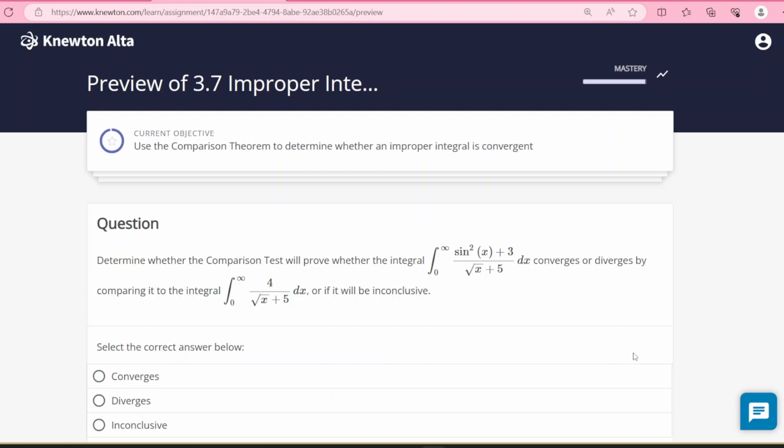All right, well, this one is actually very similar to one we just saw, a few examples ago, with sine squared plus 3. Sine is always less than or equal to 1. So this function here is always going to be less than or equal to 4 over 1 plus 3, 4 over the square root of x plus 5.